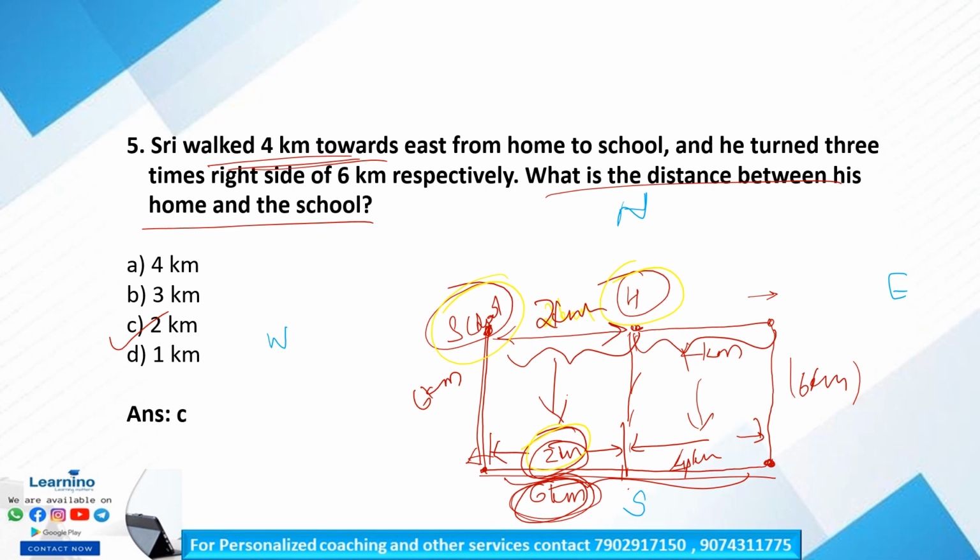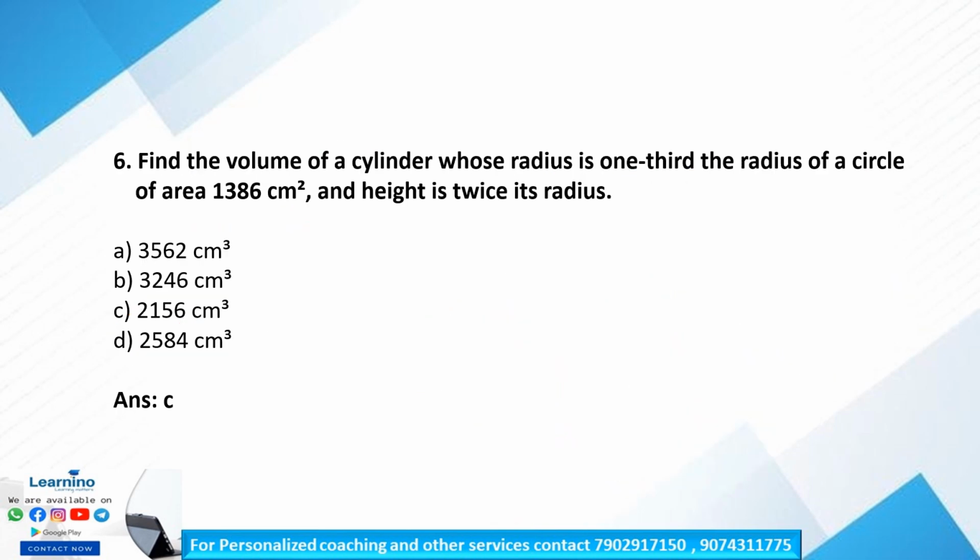So next question, question number 6. Find the volume of a cylinder whose radius is 1/3 of the radius of a circle of area 1386 centimeter square and height is twice its radius. So we have to find the volume of the cylinder here, right? So find the volume of a cylinder whose radius is 1/3 of the radius of the circle of area 1386 centimeter square and height is twice its radius.